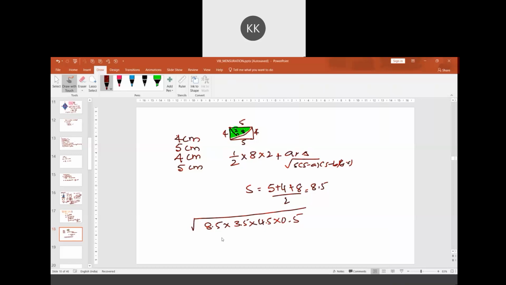Now I am going to write this as 85 by 10 into 35 by 10 into 45 by 10 into 5 by 10. So in the denominator it is 10 square. Can it be LCM, sir? Not LCM. We get 1 by 100, root of 85 into 35 into 45 into 5.